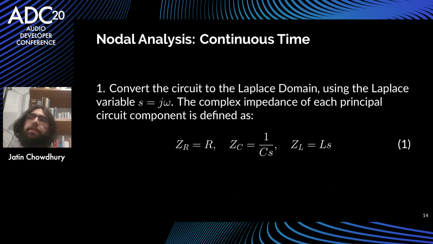In nodal analysis, we typically start by looking at the circuit in the continuous time domain, specifically in what electrical engineers call the Laplace domain, where we come up with this Laplace variable, s equals j omega, is usually how they define it. Then you define your impedance for each circuit component, so your resistors and your capacitors and so on, as some function of the Laplace variable. So for example, your capacitor impedance is 1 over your capacitance times s.